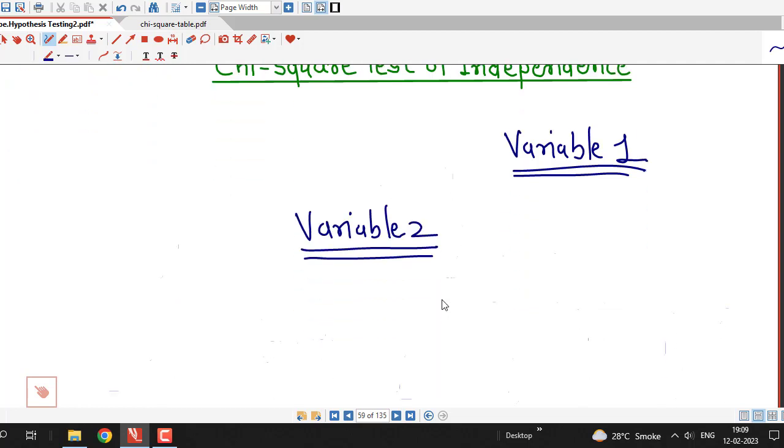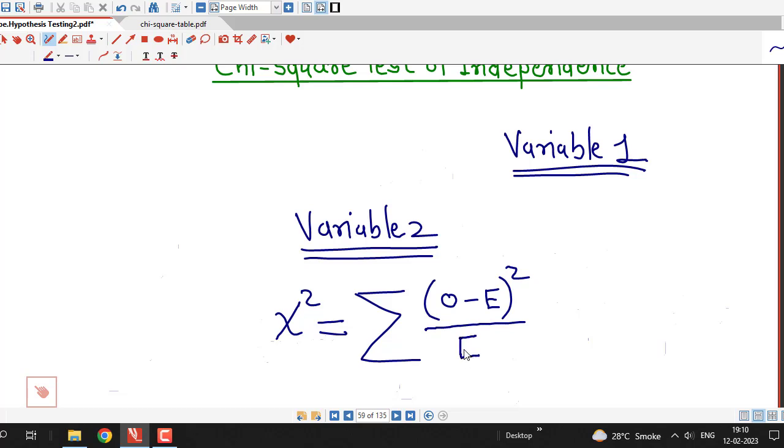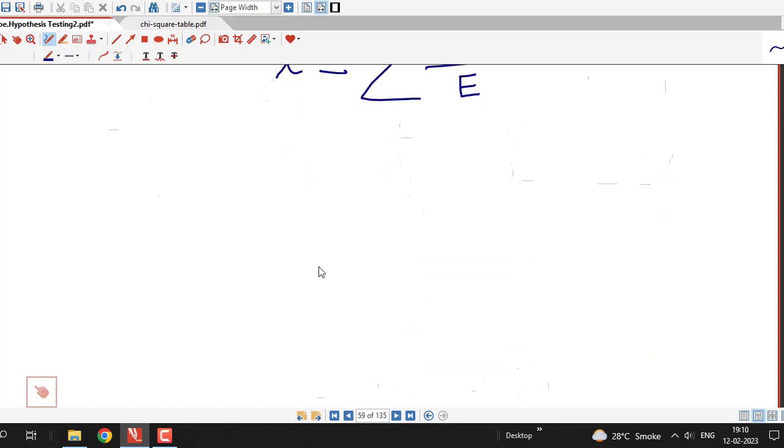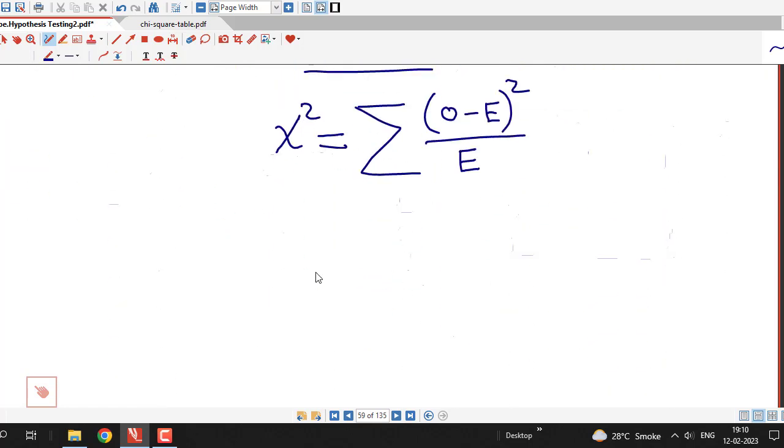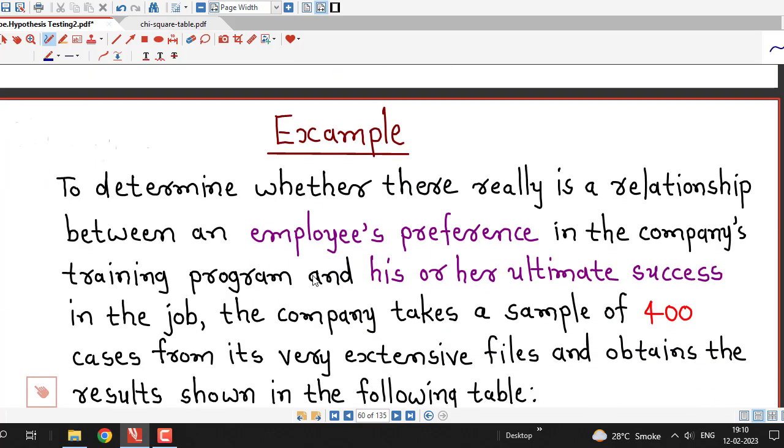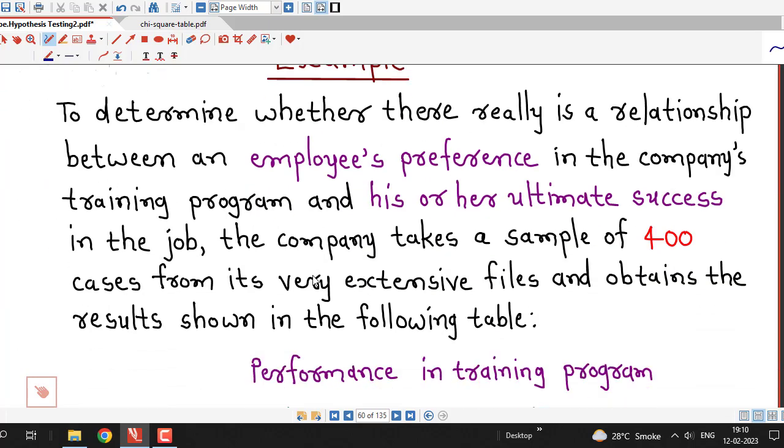Now the formula for the test statistic is similar to the formula for the test statistic of the goodness of fit test, with which we are familiar: sigma of observed minus expected frequencies squared, divided by expected frequencies. So this formula is similar to the chi-square goodness of fit test. Now to understand this test of independence, we are starting with this example. We will understand the method simultaneously with this question.